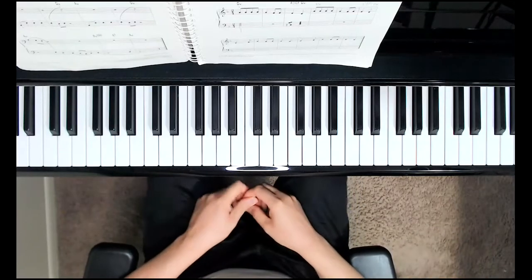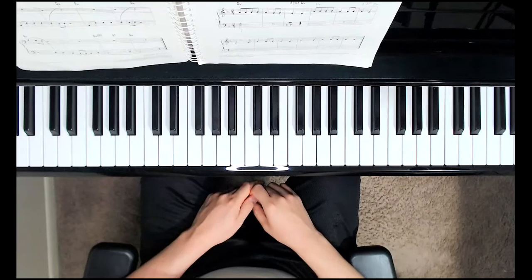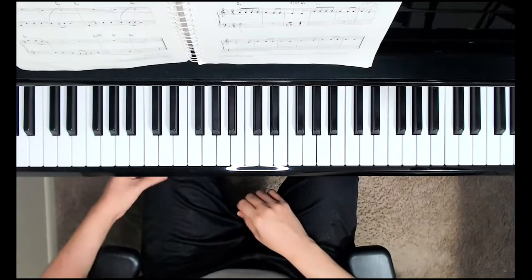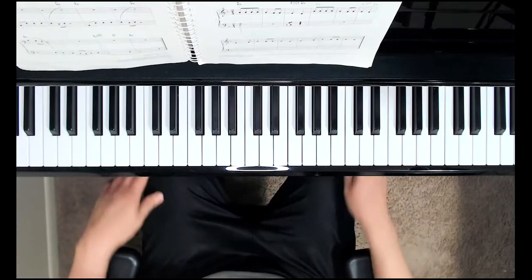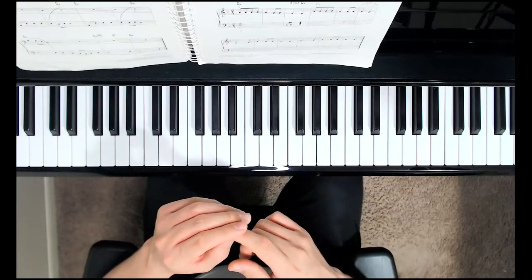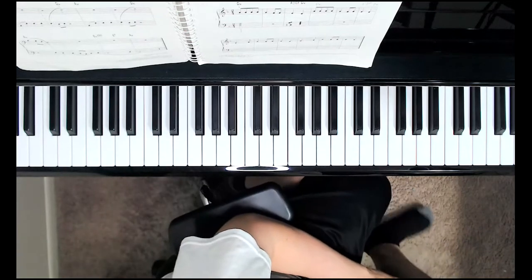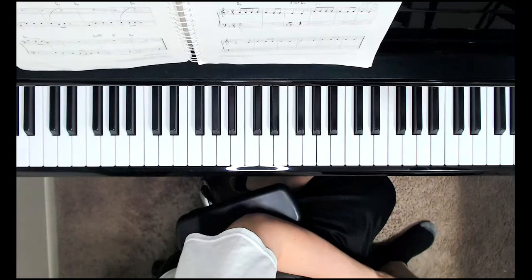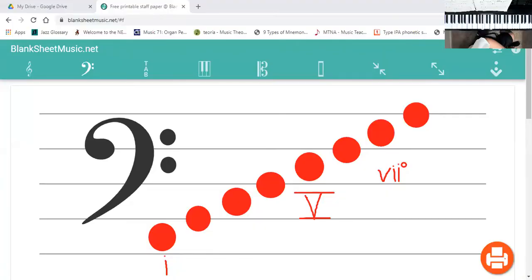We are now on page 121, and this is called Harmonizing in Minor Keys with the Tonic, Dominant, and Leading Tones. Okay, so let's go ahead and take a look at the whiteboard. All right, here we are now with the A minor scale.